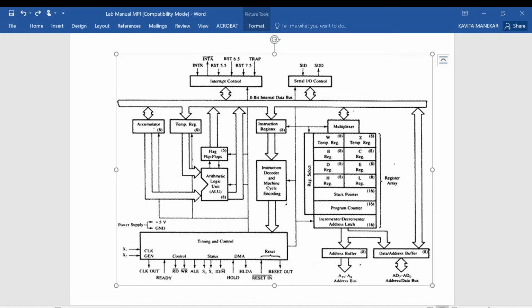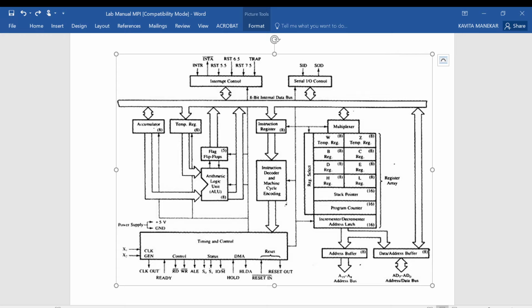So first of all, the signals in the 8085 microprocessor can be classified into six groups. Those six groups are: first is address bus, second is data bus, third is control and status signal, fourth is power supply and frequency signal, fifth is interrupt and peripheral initiated signals, and sixth is serial IO ports. So we will go one by one. The first one is the address bus.